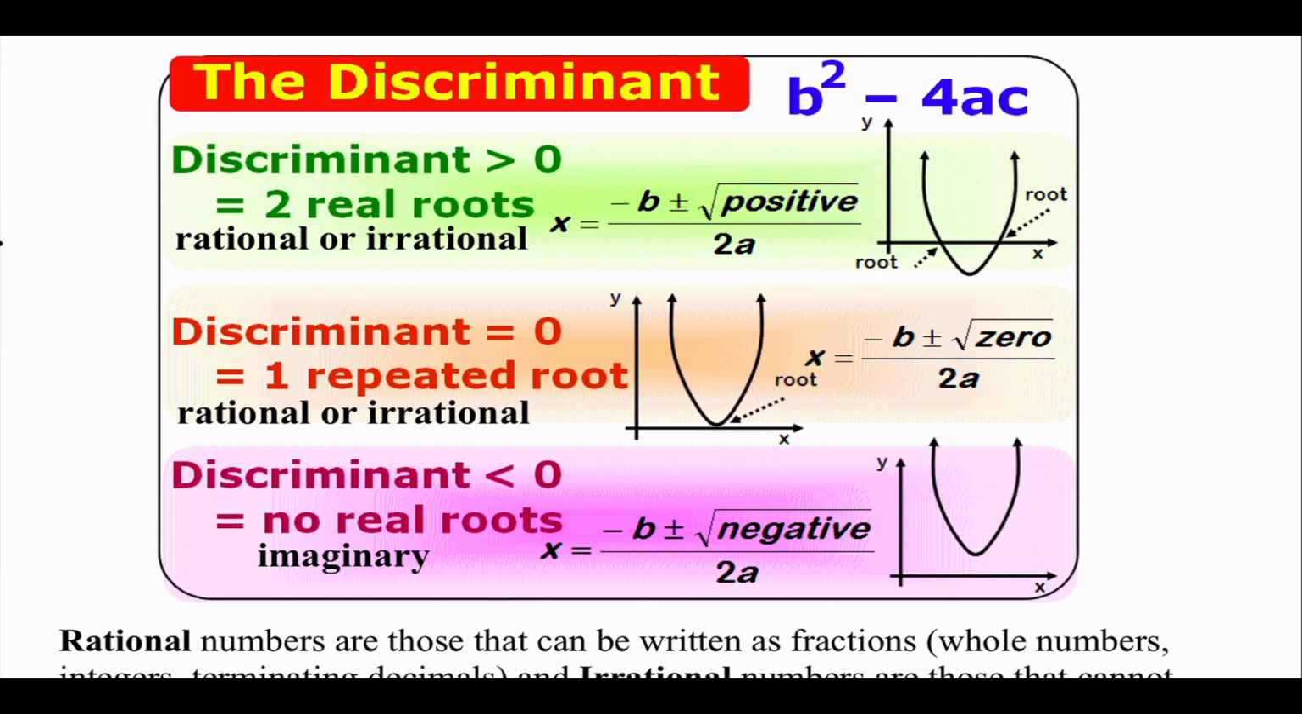So on the last 2 problems, I don't care what the answers are. I just want to know, will I have 2 real answers, 1 repeated answer, or no real answer because they're imaginary? How do I know that? Well, is the discriminant positive? Is it 0 or is it negative? Right?